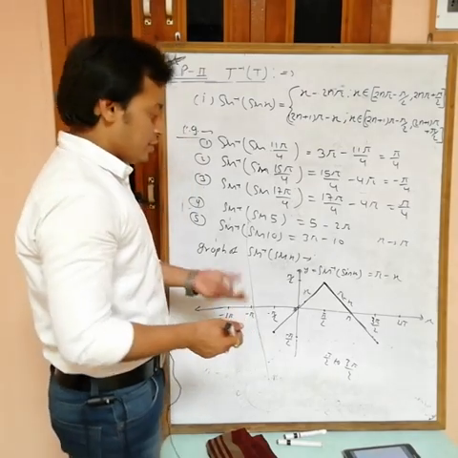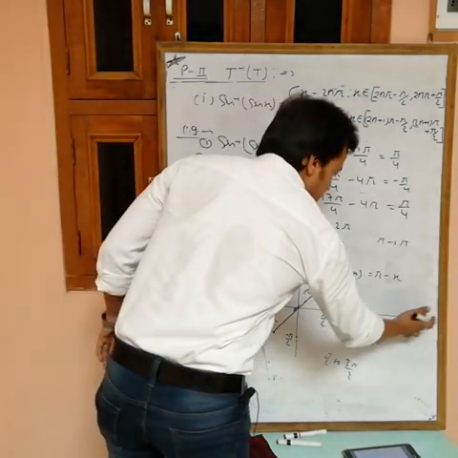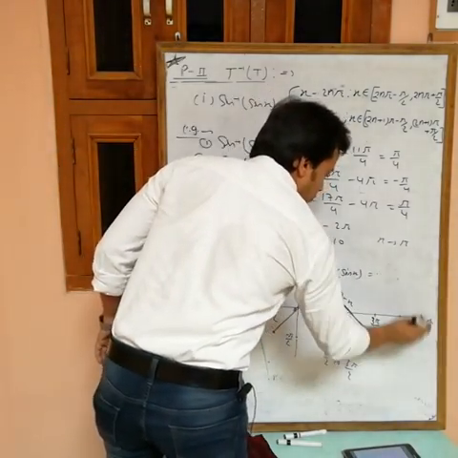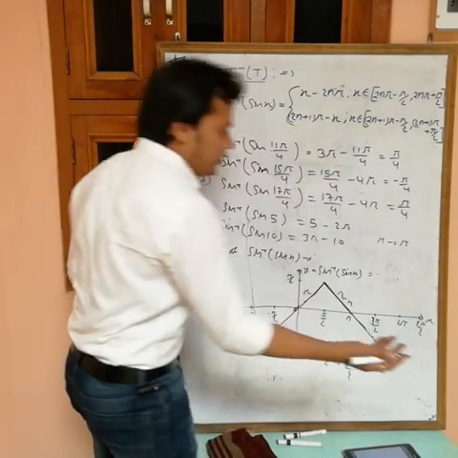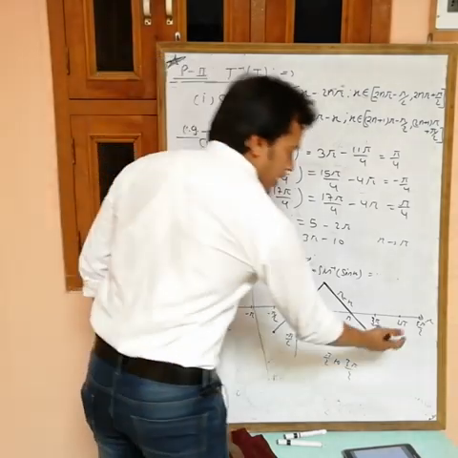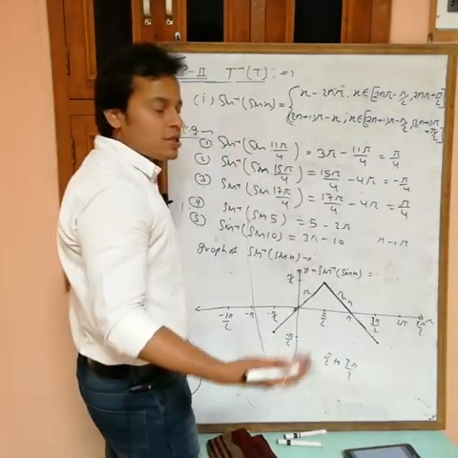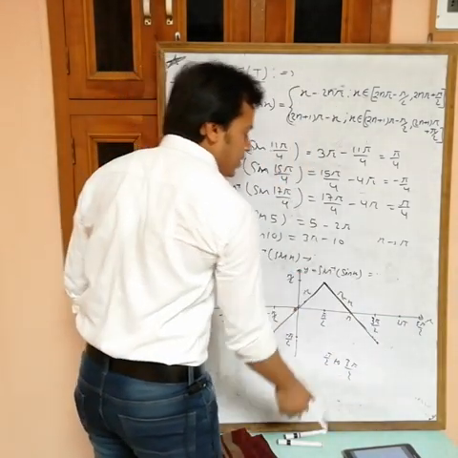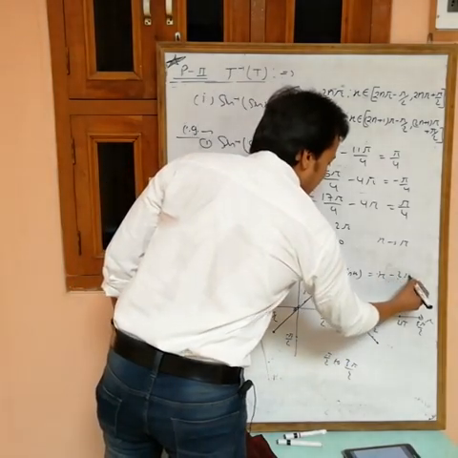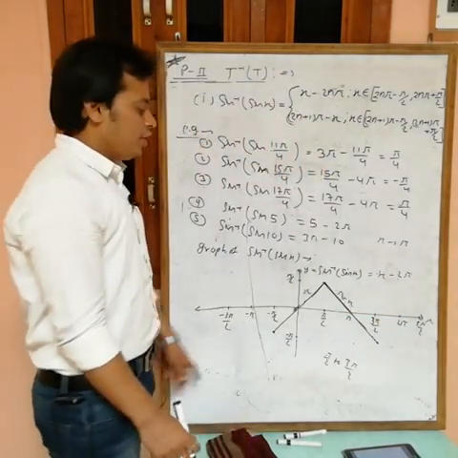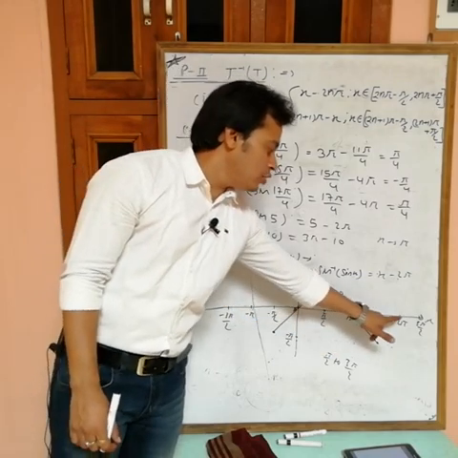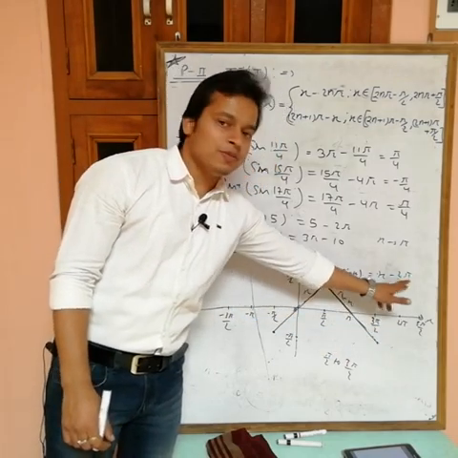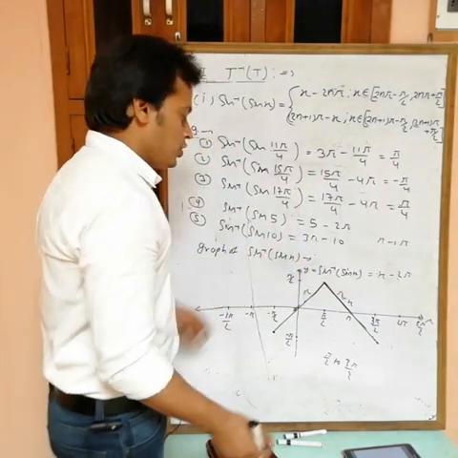Now next, for this interval 3 pi by 2 to 2 pi and 5 pi by 2, in this interval x is near to 2 pi. If x is near to 2 pi, then sine inverse sine x is x minus that even multiple of pi. If near to odd multiple of pi, then that odd multiple of pi minus x. If near to even multiple of pi, then x minus that even multiple of pi.